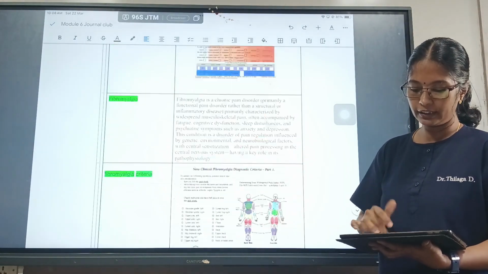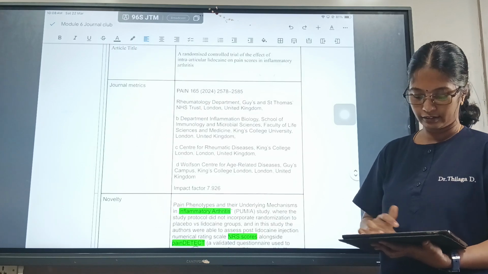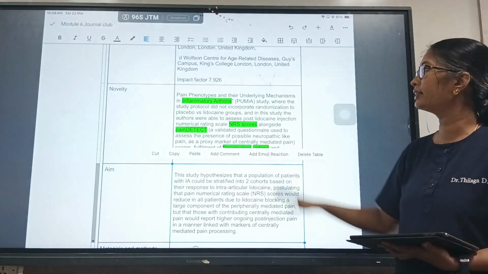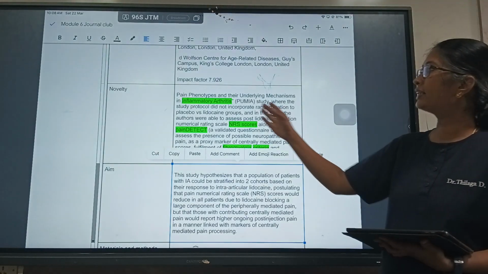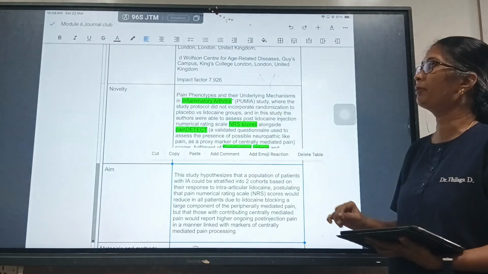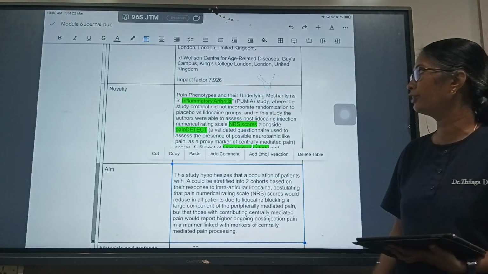And now going to the study. So what is the novelty in this study? Already there are studies on inflammatory arthritis where the study protocol did not incorporate randomization to the placebo or the lidocaine groups.